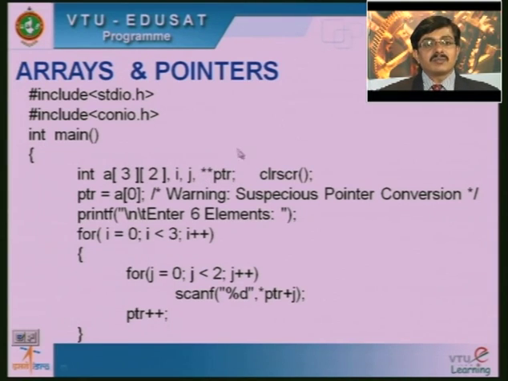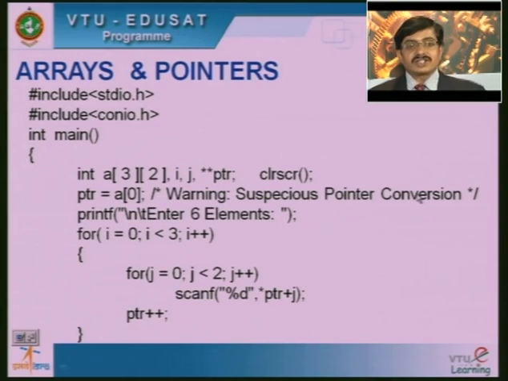So I am using a double pointer here, not a single pointer, because 2-dimensional arrays are arrays of 1-dimensional arrays. Now **ptr is a declaration of a double pointer, and ptr is equal to a of 0. When I use this, we may get the warning "suspicious pointer conversion". The reason is that arrays are implicitly treated as constant pointers whose address we cannot change. Here I am trying to assign that address into a normal pointer variable which is not declared as a constant, so we may get a warning, but we can still execute the program.